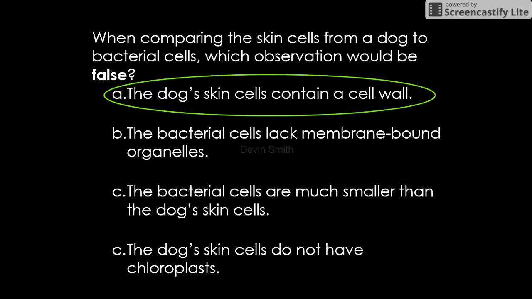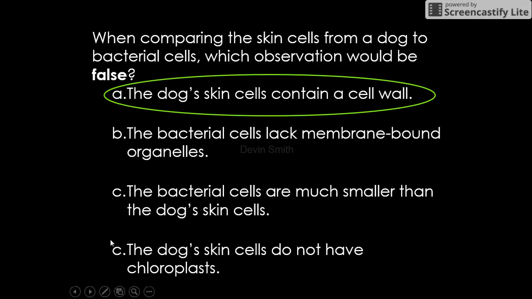Okay, so I don't actually know where it left off on the last one, but the key thing here is the difference between the dog and the bacteria. We want to know which one is false about these cells. A, bacterial cells lack membrane-bound organelles. That is true, so we can cross it off. B, bacterial cells are much smaller than the dog's skin cells. That is also true. We know prokaryotes are smaller than eukaryotes. C, the dog's skin cells do not have chloroplasts.